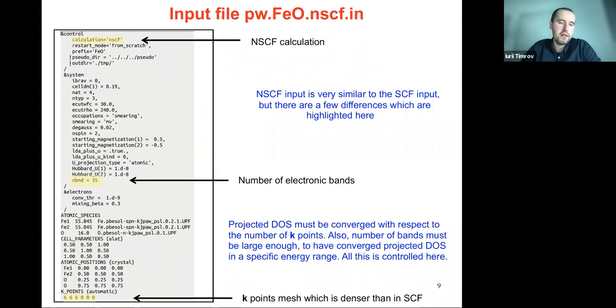But notice that these parameters are not converged. This is just for demonstration purposes. So of course, you need to carefully check the convergence of the calculation with respect to K points and even cutoff. Of course, the cutoffs are also very low.